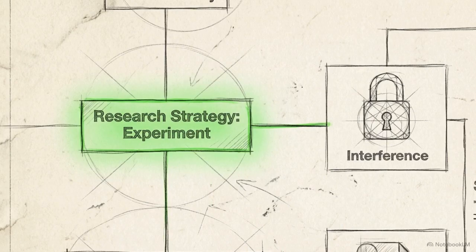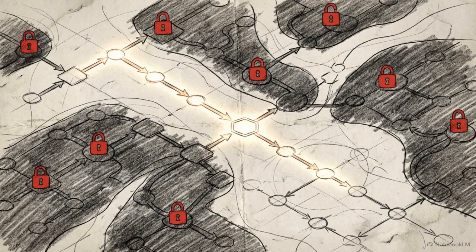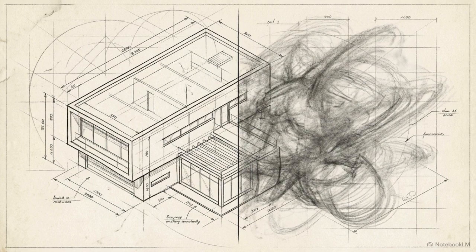Selecting an experiment in the strategy column dictates a specific level of interference, which subsequently restricts the options available for the study setting and time horizon. Every choice mathematically limits the next. Understanding how these gears interlock ensures that conclusions are drawn from evidence rather than assumption. Mastering this architecture separates empirical science from corporate intuition.